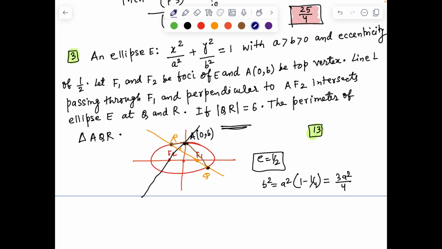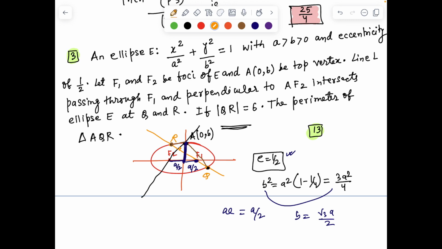Now what's the smartness? The smartness is e value. Since e equal to half forces b square equals 3a square by 4, so b gives root 3a by 2, right? Now what is b? Actually it is this height. And what about the focus? So focus will be a by 2. So we know focus is at a distance of a by 2. Similarly, F2 has a distance of a by 2. And this height b is root 3a by 2.